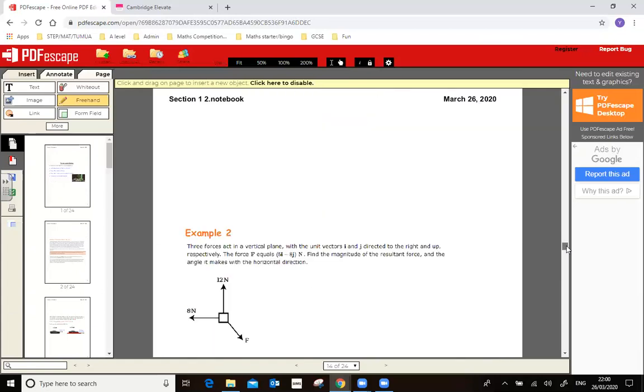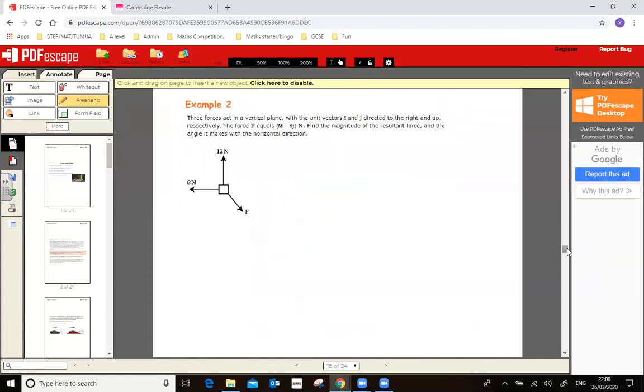Right. Let's have a look at the second example where we have a few more things going on. So here it says there are three forces acting in a vertical plane with unit vectors i and j directed to the right and up, respectively. The force F equals 5i minus 8j Newton. Let's find the magnitude of the resultant force and the angle it makes with the horizontal direction.